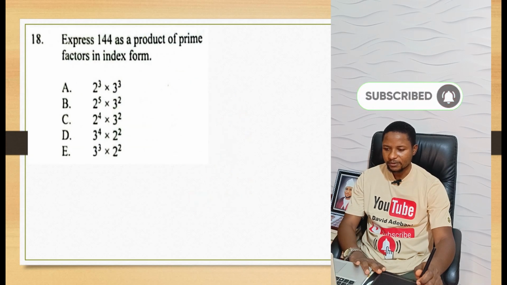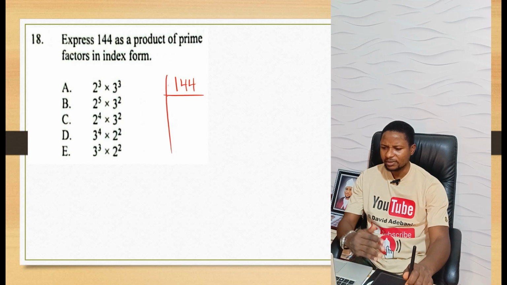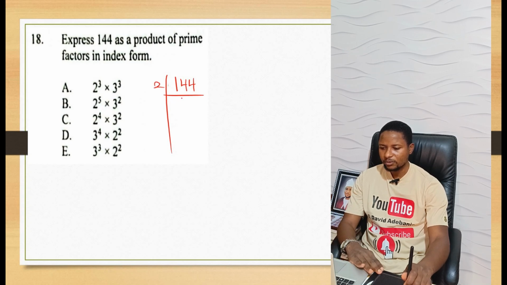Express 144 as a product of prime factors in index form. So same approach, 144. You're going to divide this number by prime numbers. What's a prime number? A prime number is a number that has two factors, itself and 1. So starting with the least prime number, 2. 2 in 14, you have 7. 2 in 4, you have 2. So you have 72. 2 again can go. 2 in 7, you have 3.